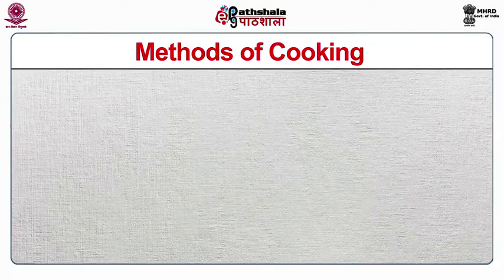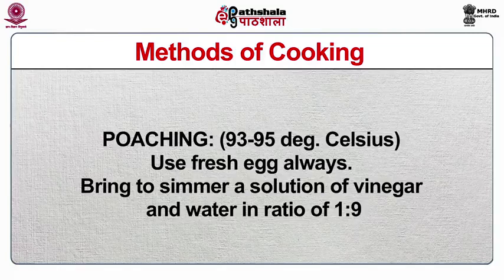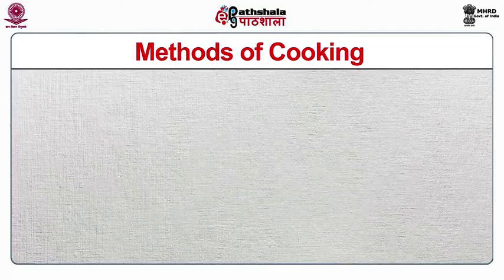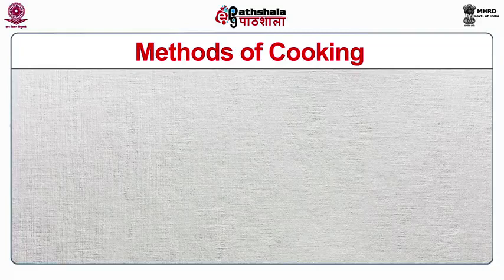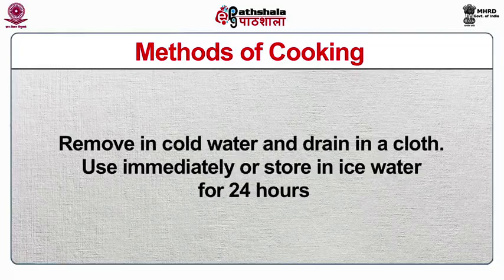Poaching. Poaching liquor 93 to 95 degrees Celsius. Use fresh eggs always. Bring to simmer a solution of vinegar and water in a ratio of 1 to 9. Break the eggs one by one in a cup and slide them into simmering water. Fold egg whites on egg yolk. Leave for 3 to 4 minutes. Remove in cold water and drain in a cloth. Use immediately. Store in ice water for 24 hours.